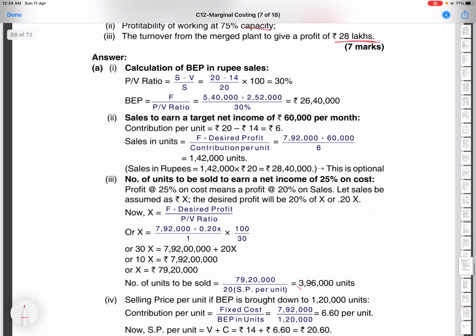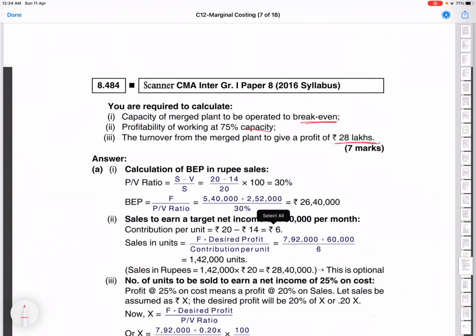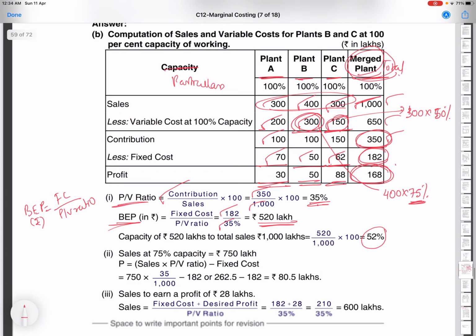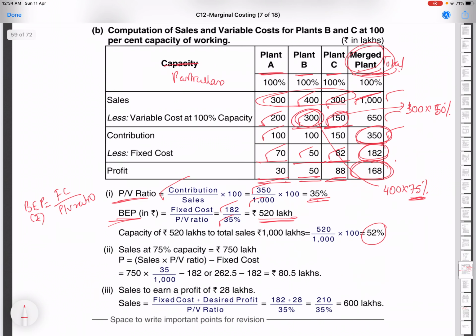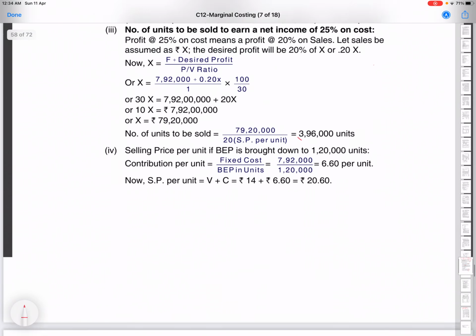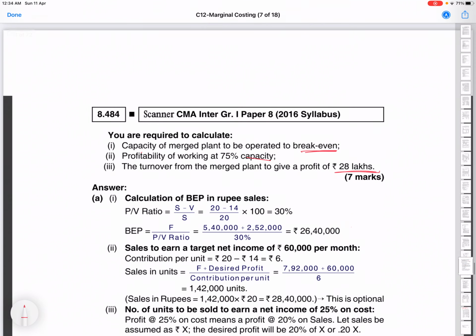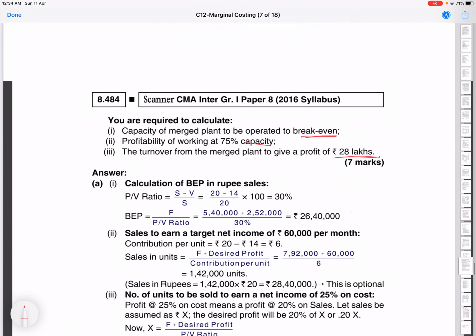The question is the same: capacity of merged plant to be operated to break even. So they want to know at what capacity it should run. That time it will be the break even point. If all are at 100%, then sales are 1000. So break even is 520, which means 52% is the capacity it should run to make a break even point. Correct?